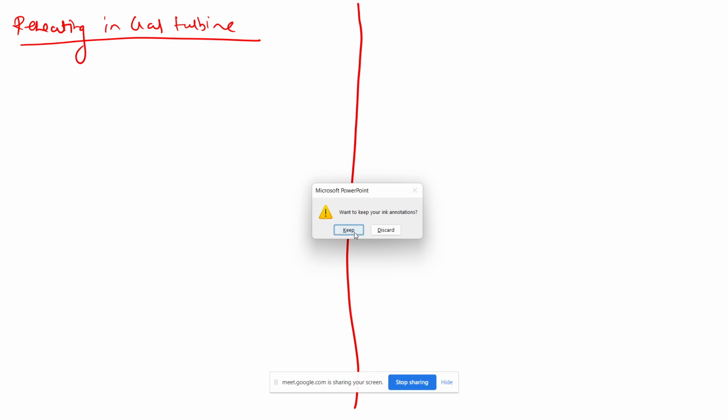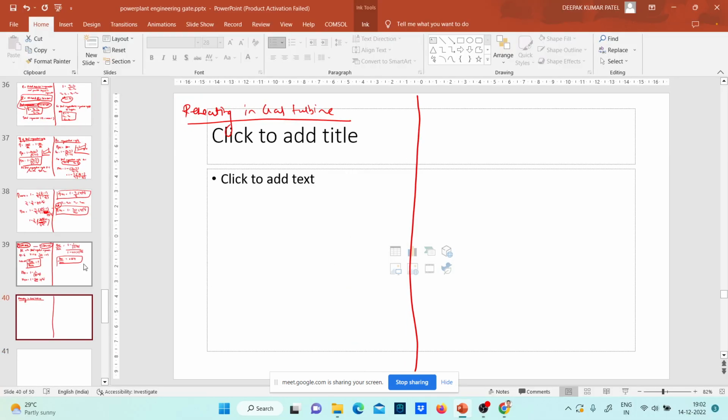It will only require, I think, one more class to finish this gas turbine, and then we can start directly steam power plant, that is Rankine cycle based. So these two topics are very important. Rest another topic, if there will be time, then we'll discuss.